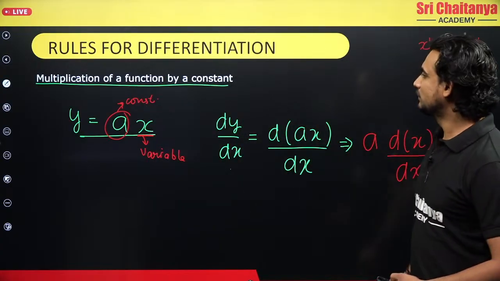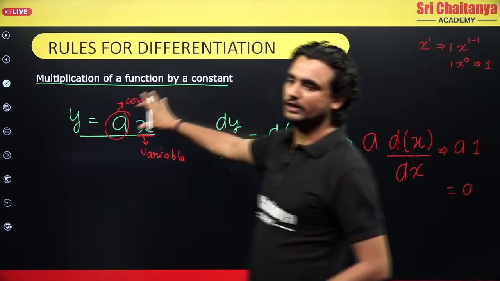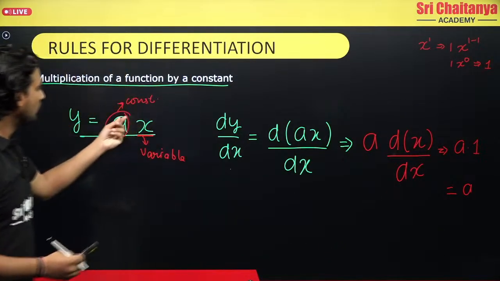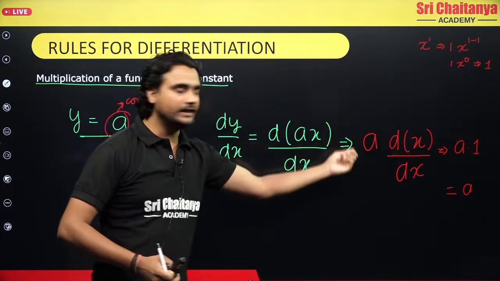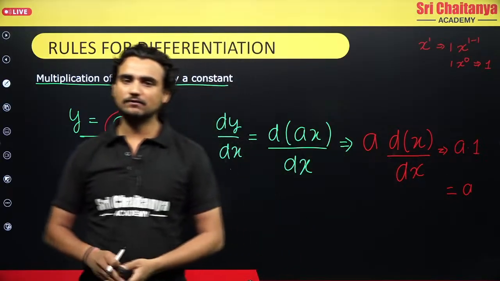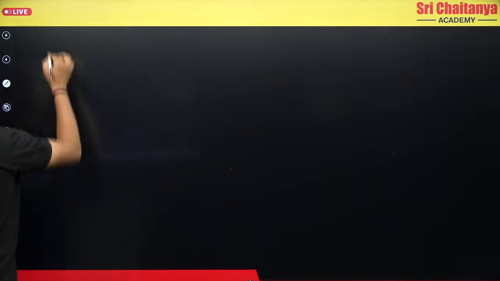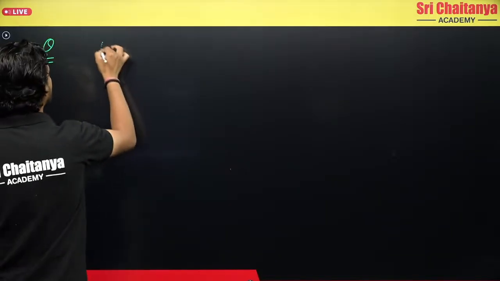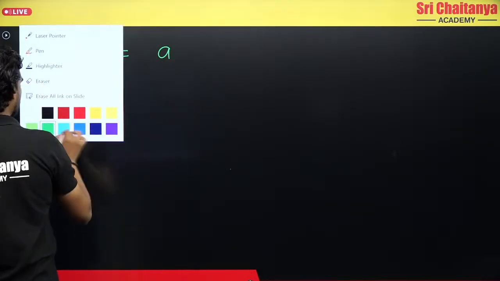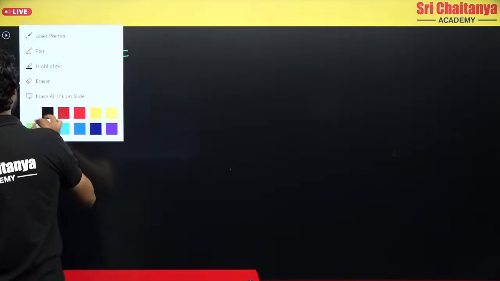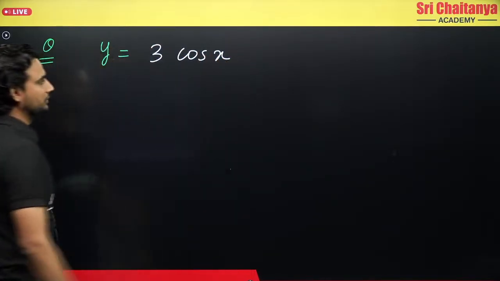So we are talking about rules for differentiation here: if I have a constant multiplied with my function or the variable, this constant will come out of the differentiation. Next, let's do one more question. Let's say I have something like 3 cos x as my function, and I want to differentiate this.